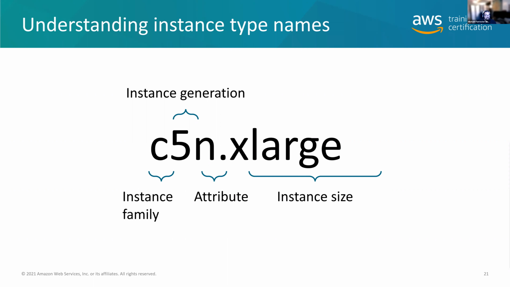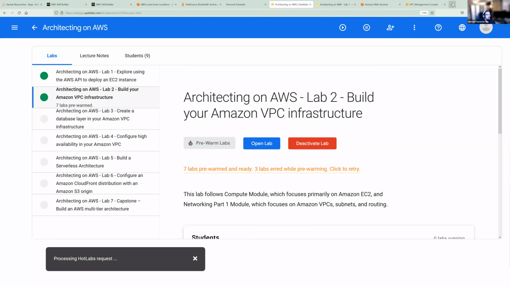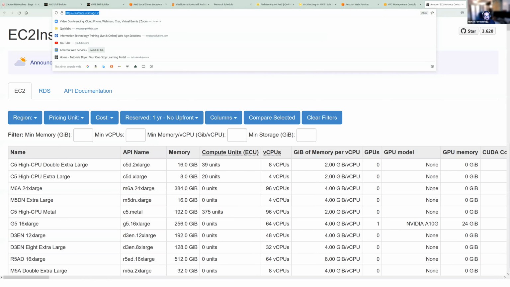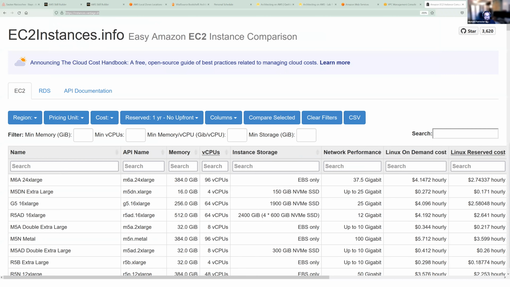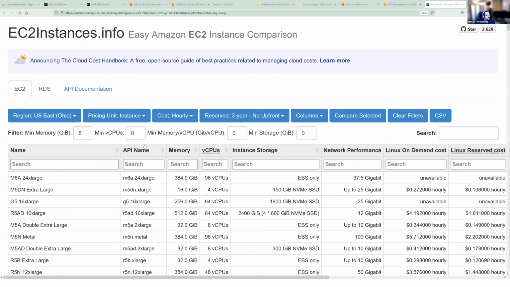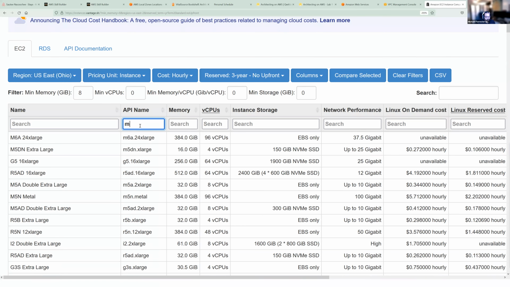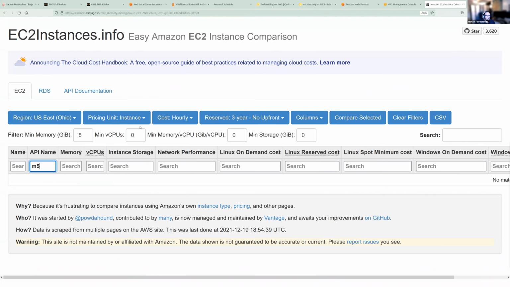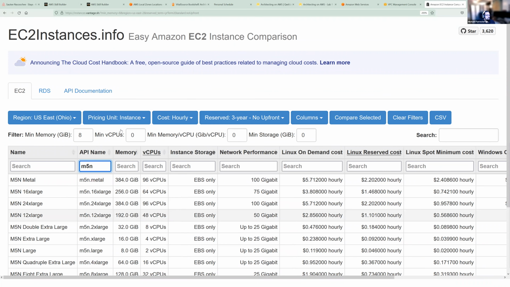So just know that if you need to look this up, I've got a really great website for you. If you go to ec2instances.info, it got bought by a company called Vantage. Instances.vantage.sh, also known as ec2instances.info. What this does is that, I think that was an M5N. Is that what it was? Yeah. Here's an M5N.